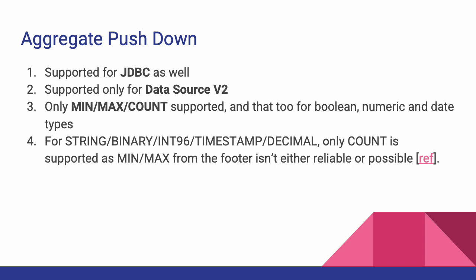For example, if you have longer strings, then in order to keep the size of the footer in check, Parquet truncates the string and keeps only a fixed prefix in the min and max, which is not the accurate min and max if you are looking for that. And for int96, the ordering is not very well defined, it's not as standardized. So because of multiple reasons, not all the types support min and max in aggregate pushdown.